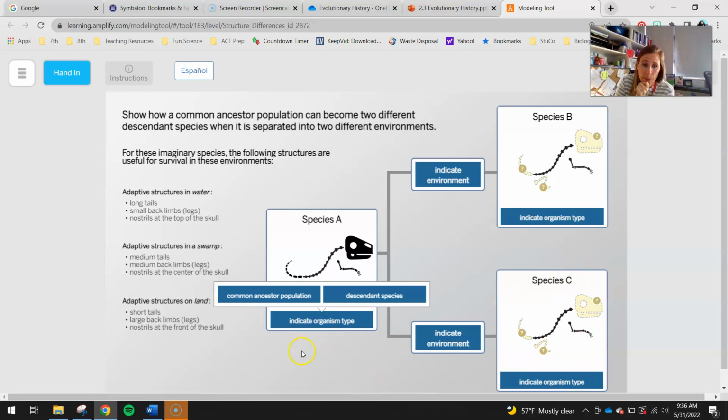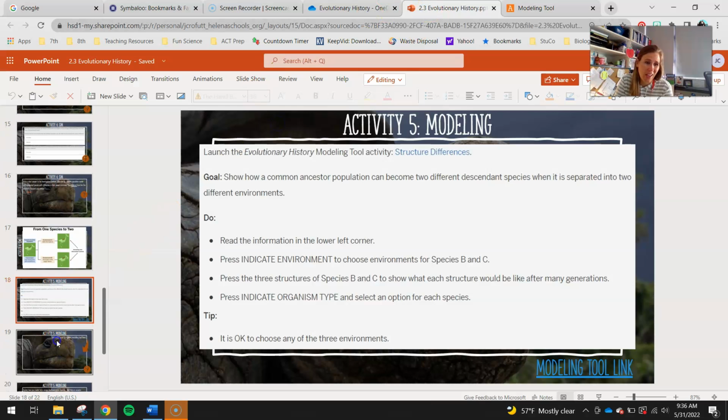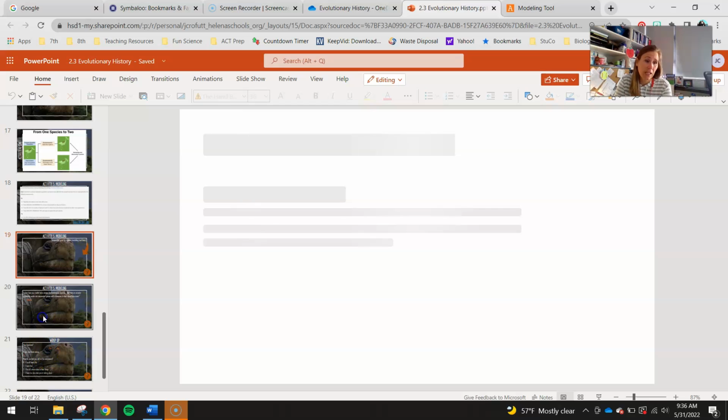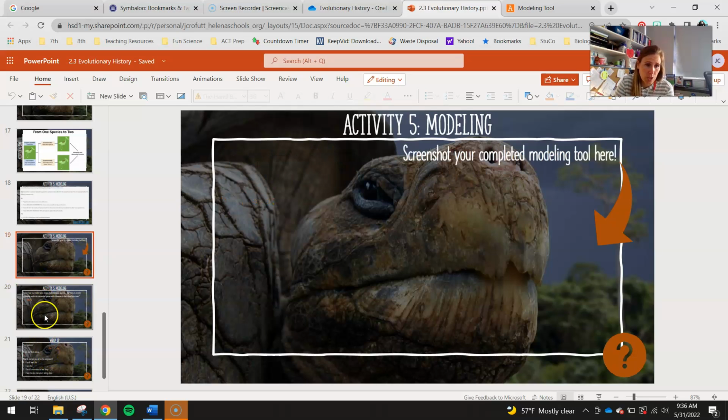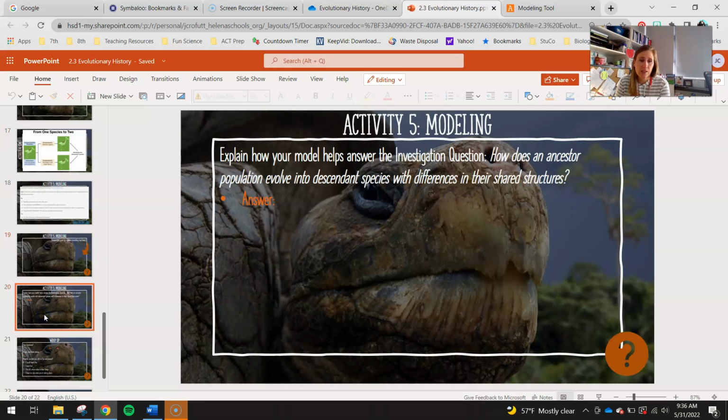Finally, indicate the organism type. So is this the common ancestor, species A, and are species B and C the descendant species? Fill in all of those. Once you have that done, you're going to screenshot it on the next slide, and then finally answer this question. So here's your screenshot spot. And then answer this question.